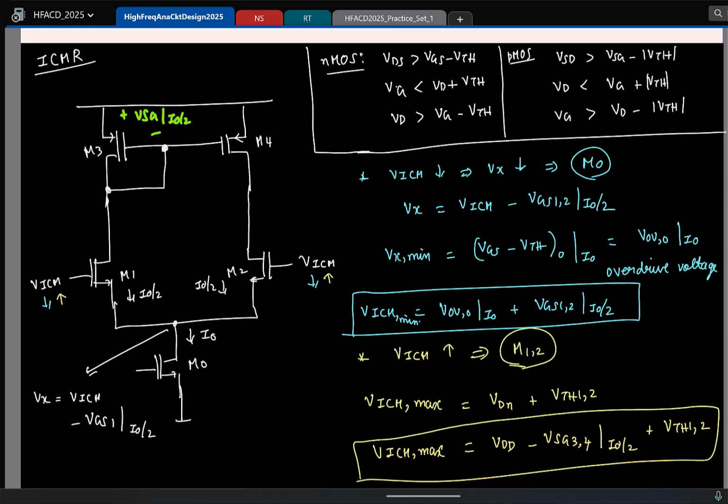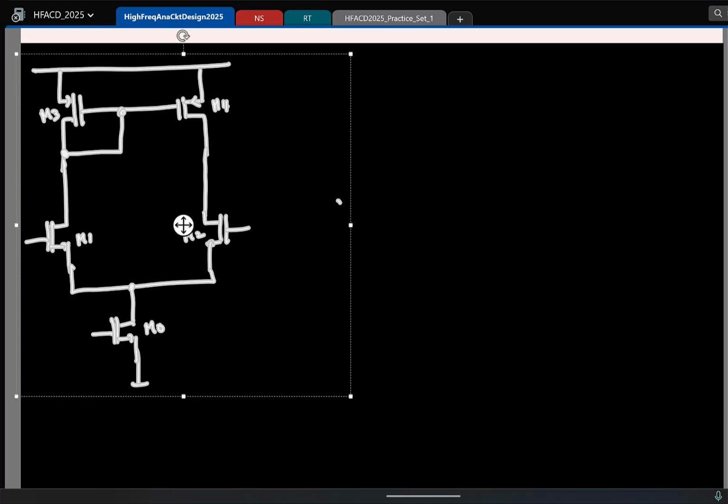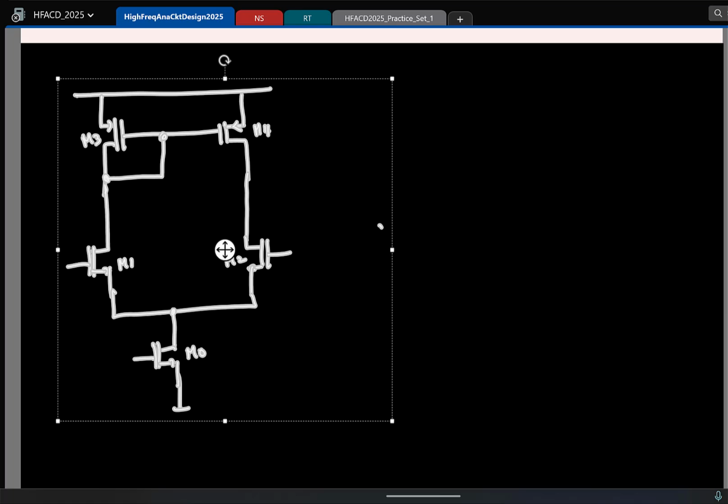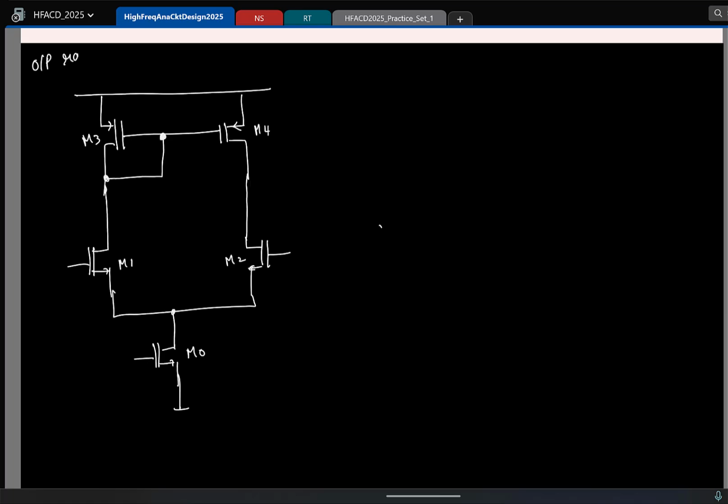So can I move on? Any questions on this? Okay, we'll move on, assuming you understood. So now I'm interested in the output range. So this is the out. This is the total Vout.